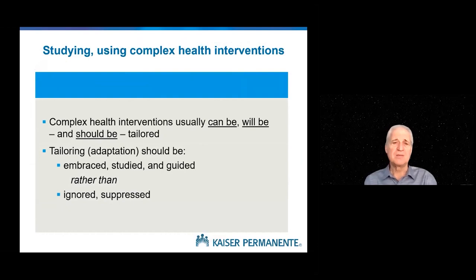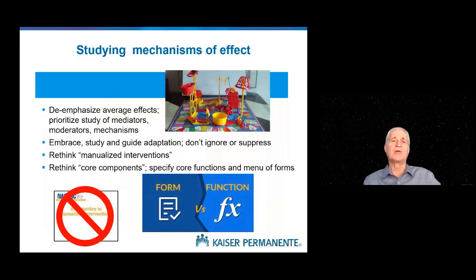So what do we do with this? We know that complex health interventions can be modified and tailored. We know, again, that they will be, irrespective of our efforts to achieve fidelity, but more importantly, they should be tailored. They should be adapted and tailored to local circumstances. Oftentimes I'll use the phrase adaptation happens. And to me, that means that we should not be ignoring adaptation or trying to suppress it and trying to achieve high rates of fidelity to a manualized intervention, but instead we should be embracing adaptation and tailoring. We should be studying it, and ultimately we should be guiding adaptation and tailoring.